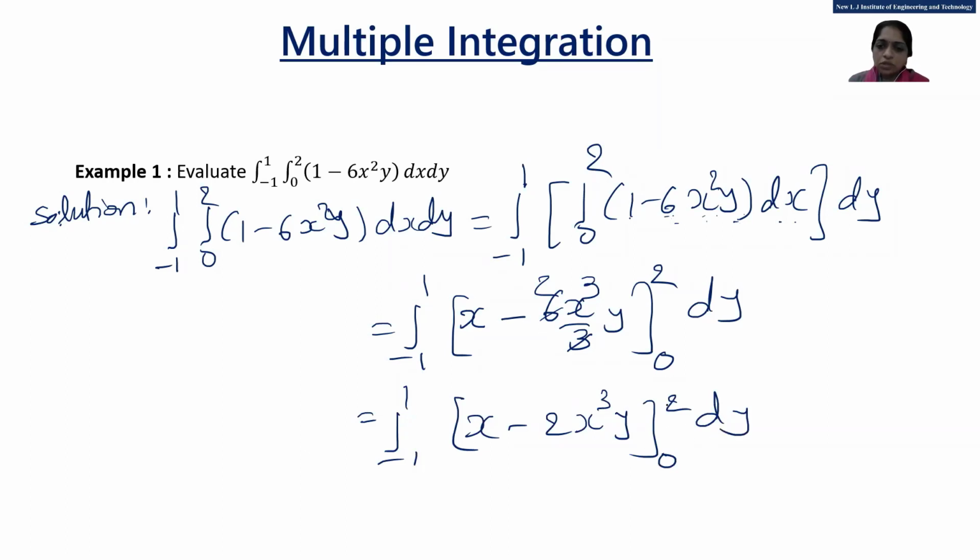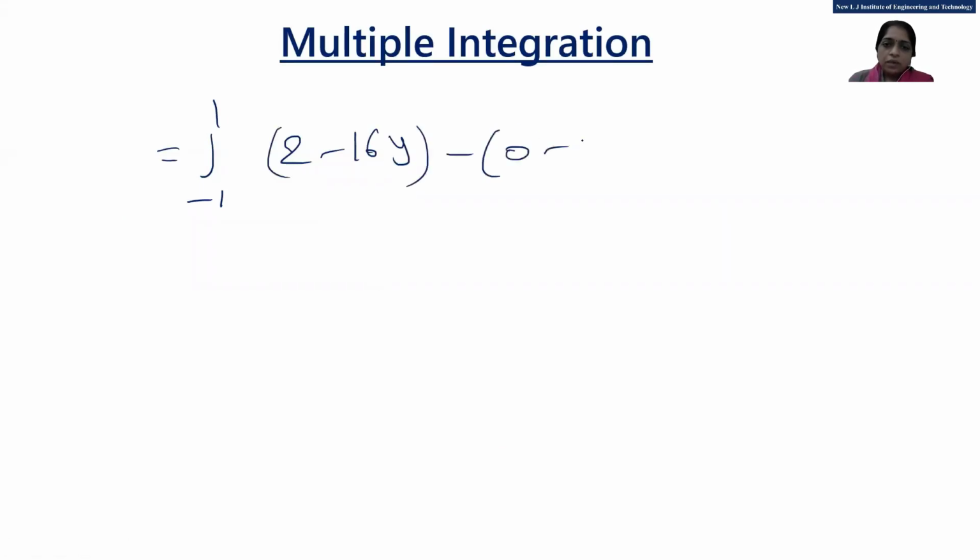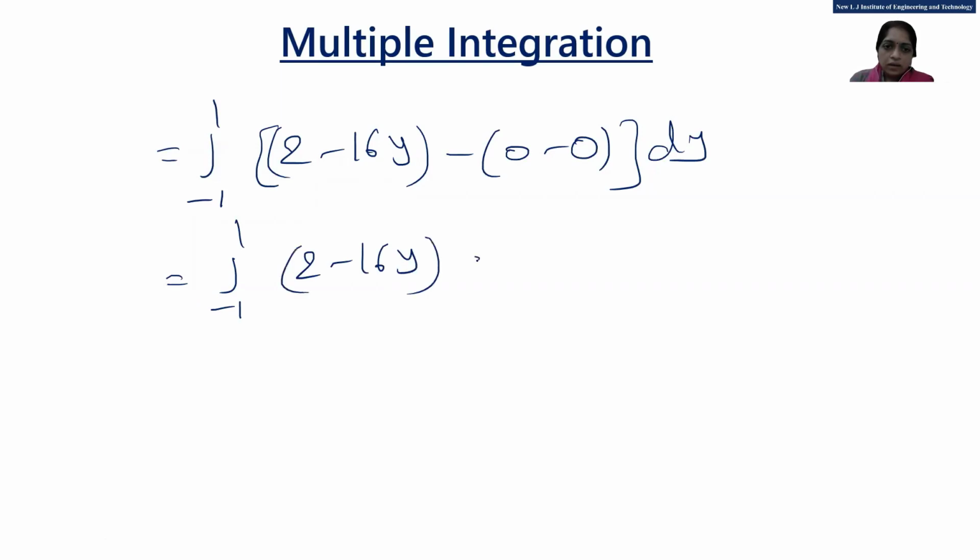Okay, after substituting the upper limit here, 2 minus 2 cube is what? 8, 8 times 2 is 16. So 2 minus 16y. And after substituting 0, both terms are 0. So here -1 to 1, 2 minus 16y. This is my value at the upper limit. The value at the lower limit is 0, right? So -1 to 1, 2 minus 16y dy.